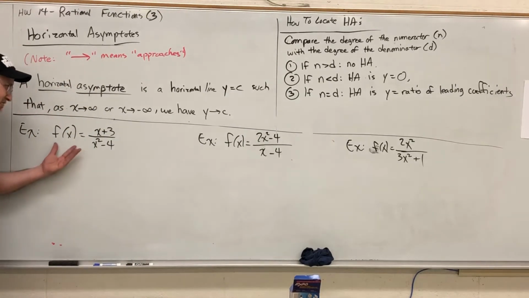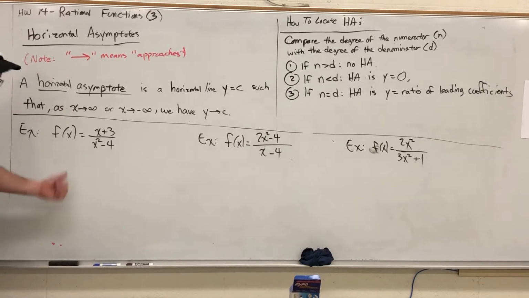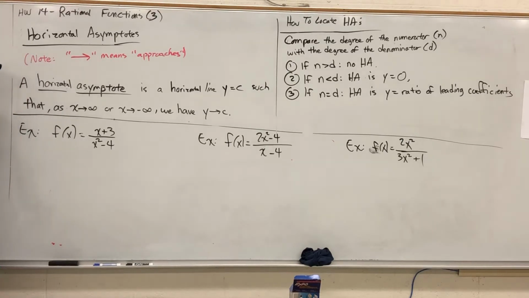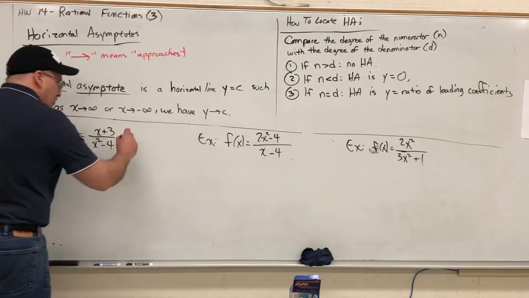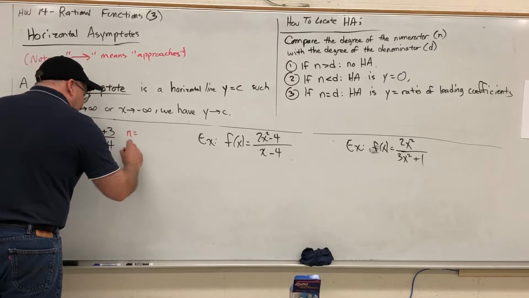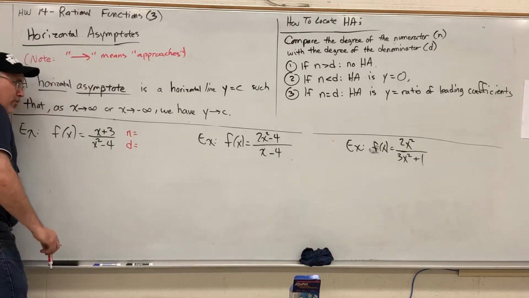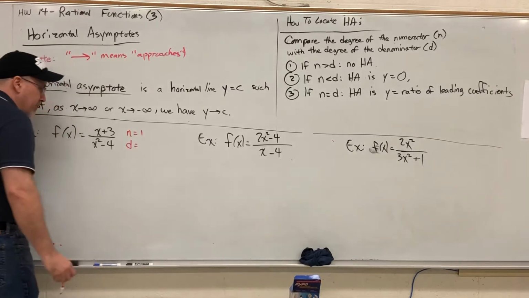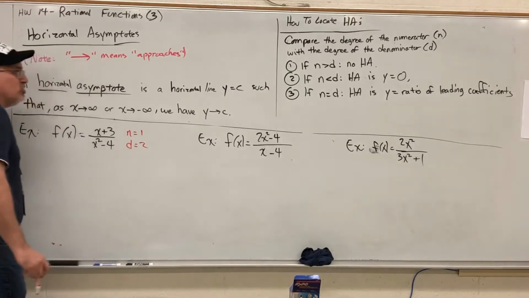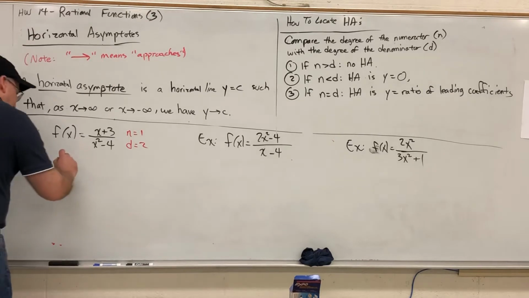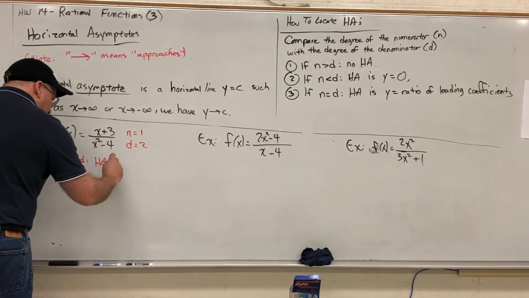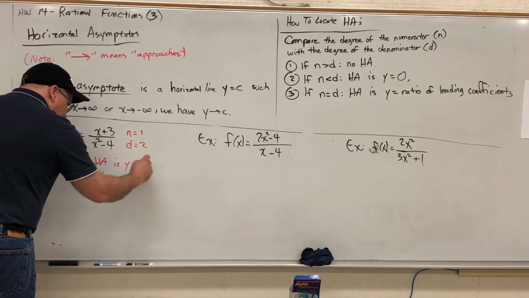Example 1, I believe, is the same first function we had for vertical asymptotes. f of x equals x plus 3 over x squared minus 4. And the question is, what are the horizontal asymptotes? Well, let's start by explicitly listing the degrees. Remember, degree is the highest power. On the top, the highest power is 1, and on the bottom, the highest power is 2. So we have n is less than d. So this means that the horizontal asymptote is y equals 0.